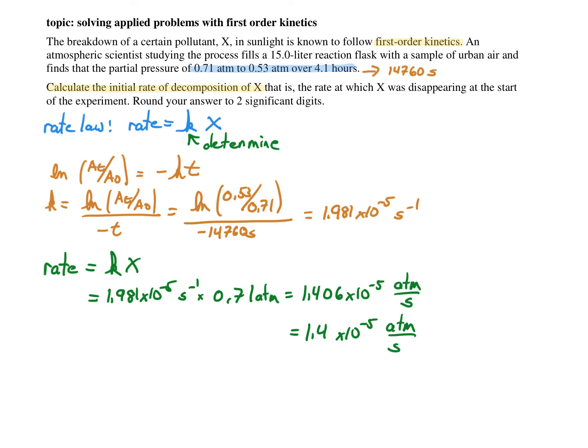Okay, so the general idea here is we needed to find a means in which to calculate k so that we could apply it to our first order integrated rate law to get our initial rate.